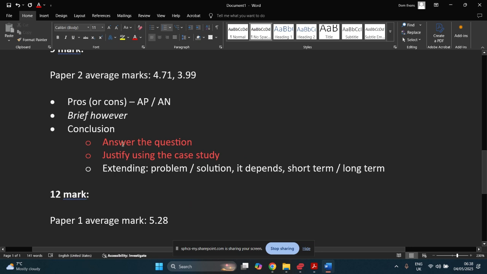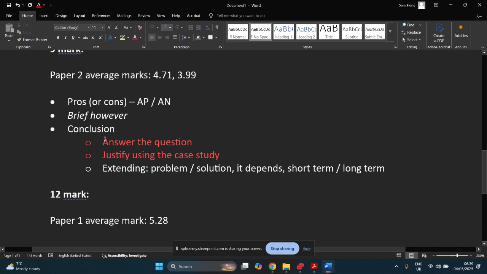So to answer a good conclusion, the two essentials in red here are that you answer the question and you justify your conclusion using the case study. AQA have said they'd like to see something a bit different, not just repeating prior arguments. But these are the bread and butter. Last year, the average marks in the 9-marker, these are the two 9-markers in paper 2, were 4.71 and 3.99. So students aren't doing these perfectly. If you get 5, you're getting above the national average.